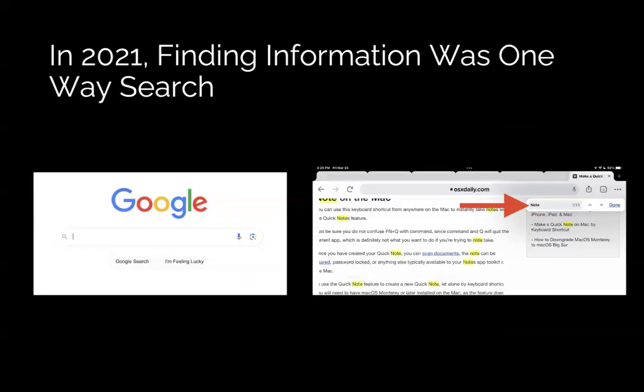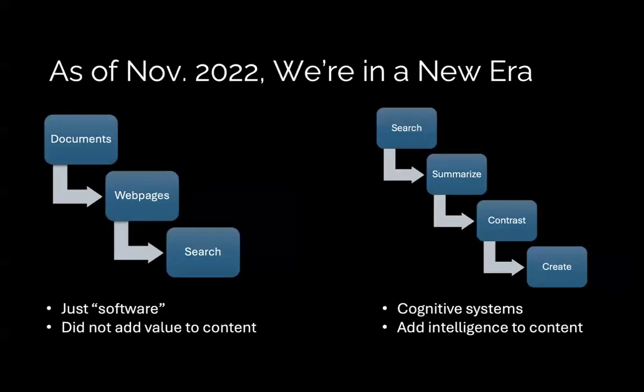Right up until 2021, finding information was really one-way search. So as good as all that was, the best you could do was ask, get a bad result, answer, get a bad result. You really didn't have two-way communication. So as of November 22nd, we're in a new era. And I really want to talk about the difference for a minute.